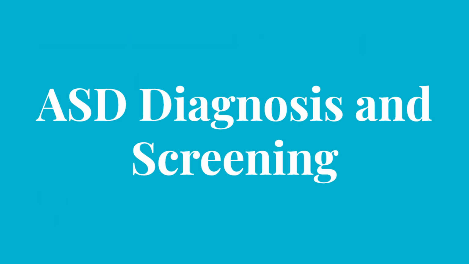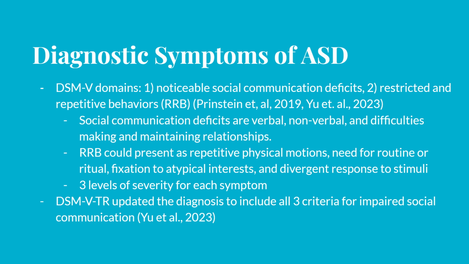ASD diagnosis and screening. Diagnostic symptoms of ASD. The DSM-5 lists 2 symptomatic domains to diagnose ASD with additional criteria for each domain. The first domain is difficulty with social communication. This can present itself verbally, non-verbally, and through difficulties forming and maintaining relationships.